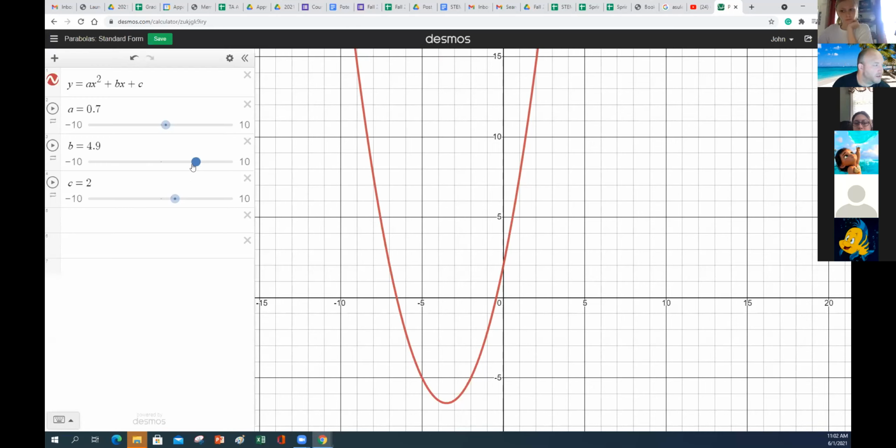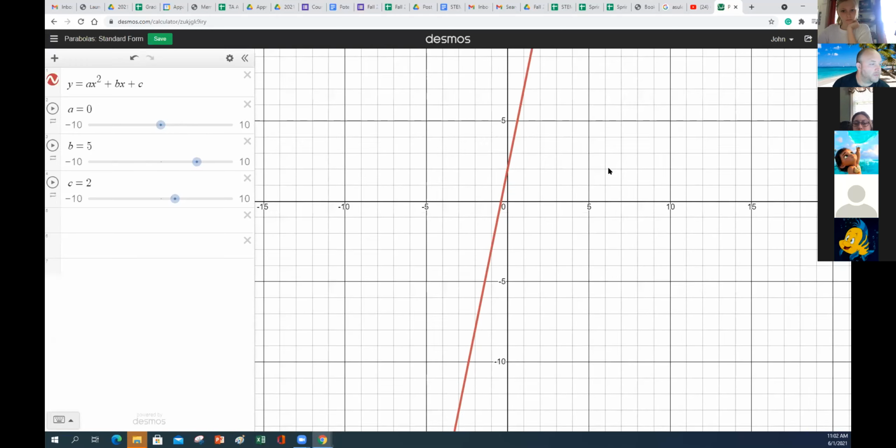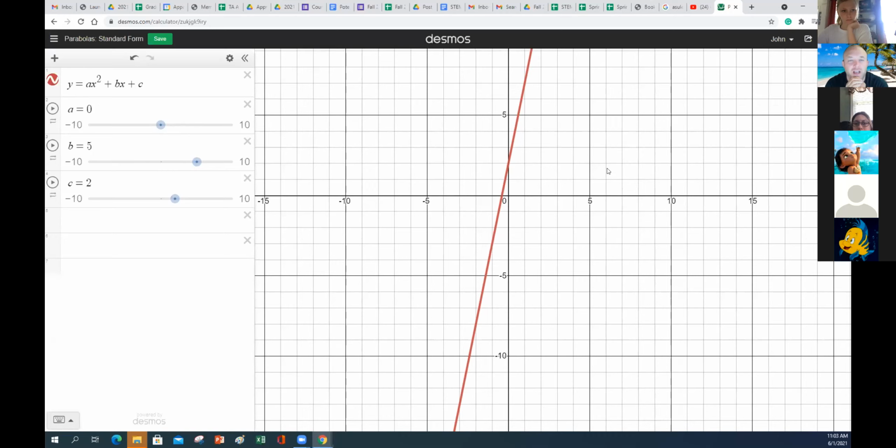All right, so I'm going to try something. I'm going to make A 0 here, and I want you to see what happens. Remember how we said A made it a flat, straight line when it was 0? What kind of function do I have now if A is equal to 0? Linear. So what is B? Starts with an S. The slope. The slope. Yeah. So, okay, cool.